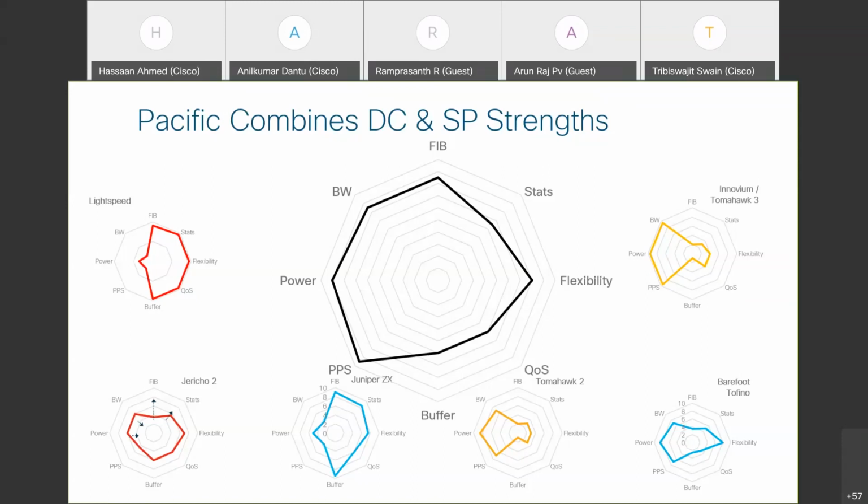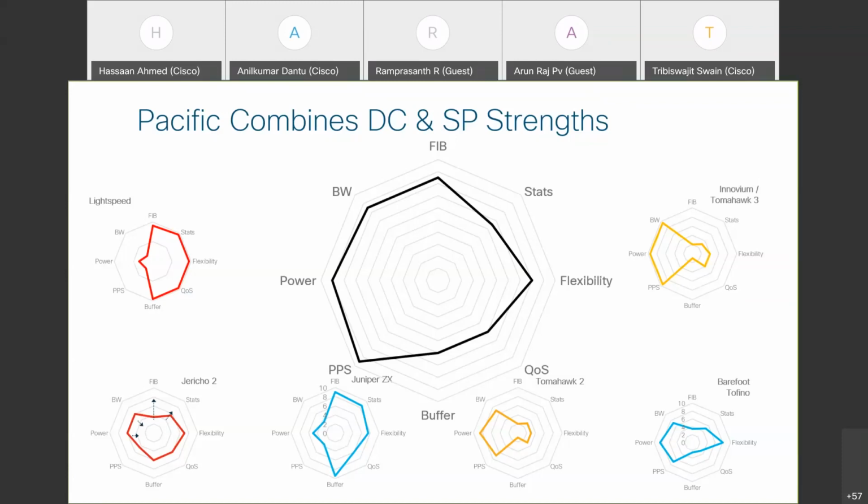Similarly, if you go to the extreme right, that is Tomahawk 3 or the Innovium, it has very low power usage. It has good bandwidth and packet processing capability. Plus, it has high port density, but it lacks with regard to scale, stats, counters, and flexibility. You can't program it or have too many features developed or deployed on it. Plus, its QoS features are very restricted, and it has low buffering. So based on the application, the chips were designed.